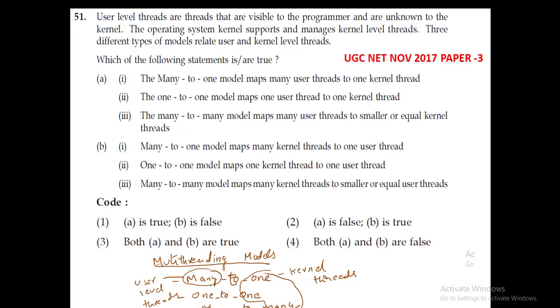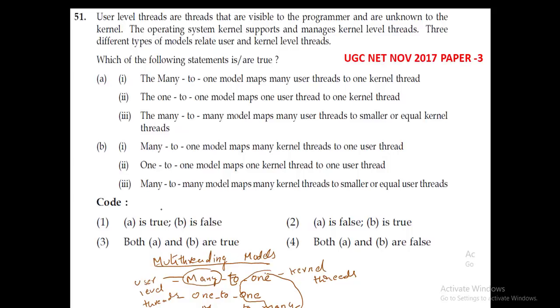Now see what is many to one, what is one to one, and what is many to many. Many to one means we have more than one user level thread, and for all these user level threads we have only one kernel thread. One to one means for every user level thread there is one kernel level thread. And in the case of many to many, we have many user level threads, and we have a number of kernel threads less than or equal to the number of user level threads.